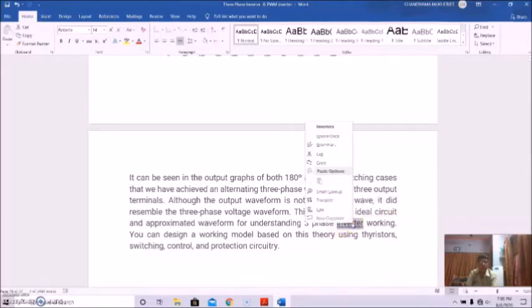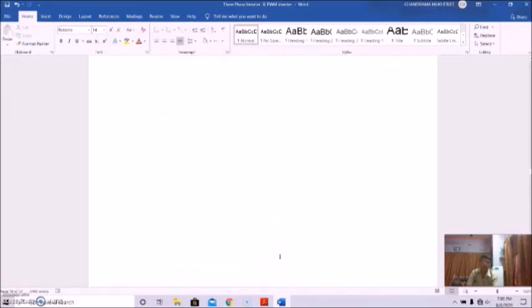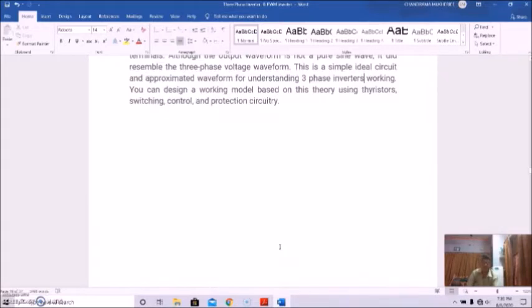This is actually the three-phase inverter working, and you can even design a working model based on this theory using phased switching, control and protection circuitry. So that's all about our discussion on three-phase.